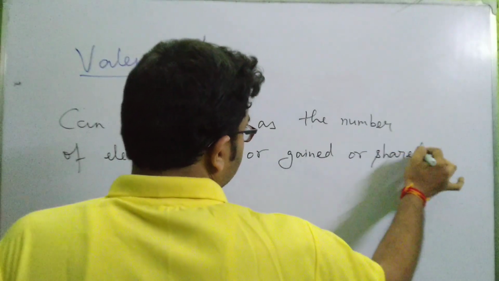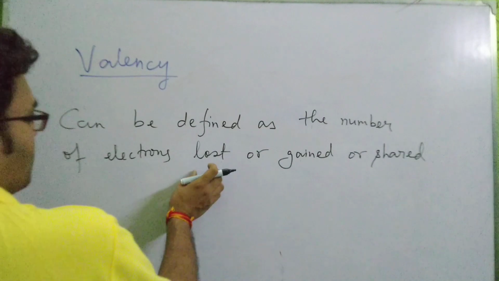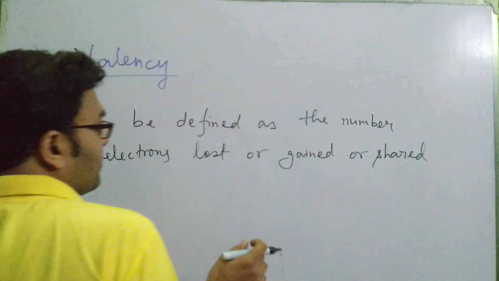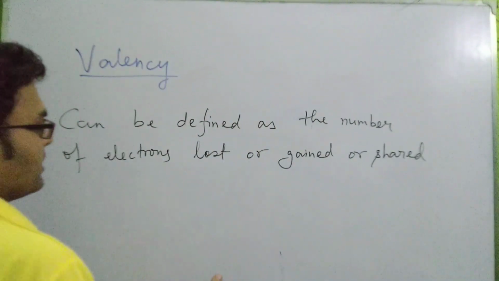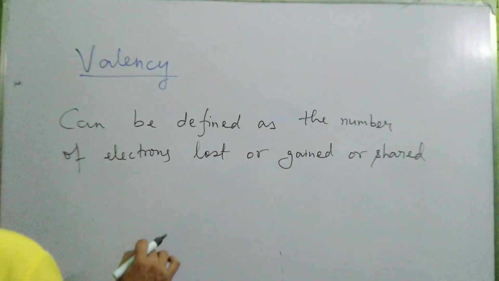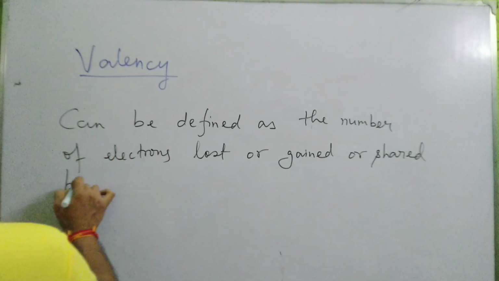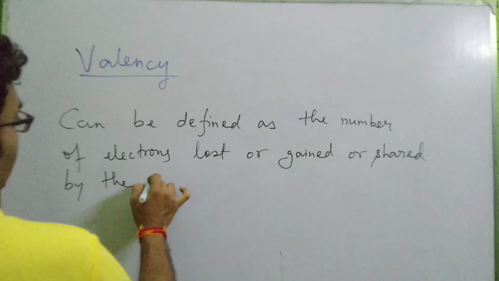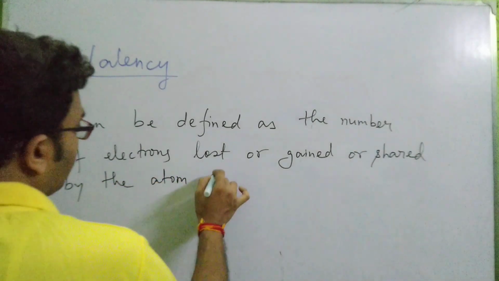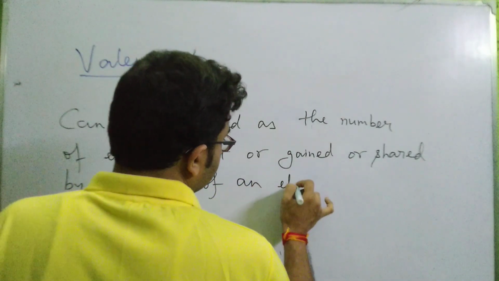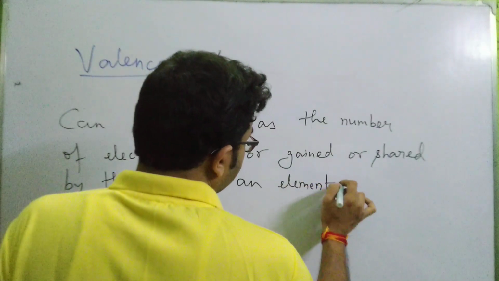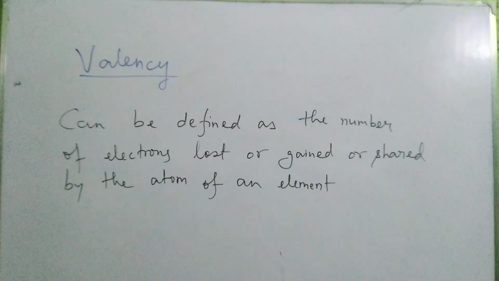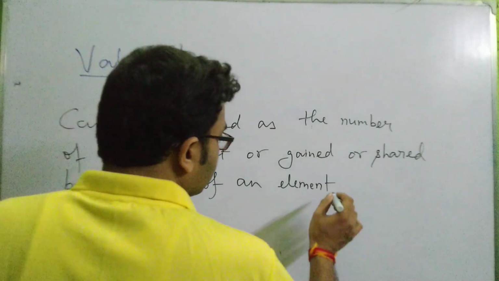You have already understood what it means to lose or gain an electron. We have not discussed sharing; we will do it in a later class. So valency can be defined as the number of electrons lost or gained or shared by the atom of an element. This is the valency of that particular element.